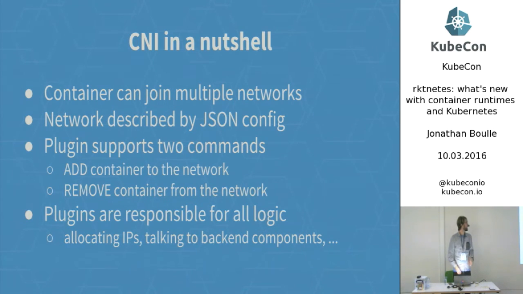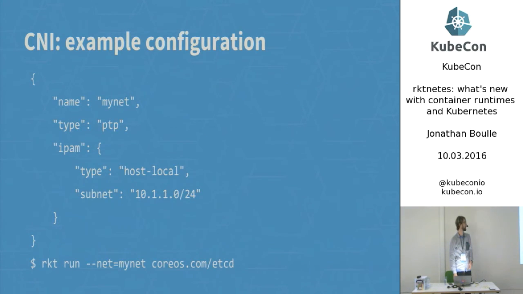CNI is really, really simple. Honestly, it's just a command line interface and a configuration file that supports commands like add this container. And in this context, a container just means a network namespace on Linux, so in the context of a pod, a single network namespace. Add it to a network or remove it from a network. And that's all the container runtime needs to do. Then the plugin itself is responsible for talking to Flannel, for example, or maybe some backend custom IPAM system, or talking to something like Calico or Weaveworks, and setting up the network namespace.